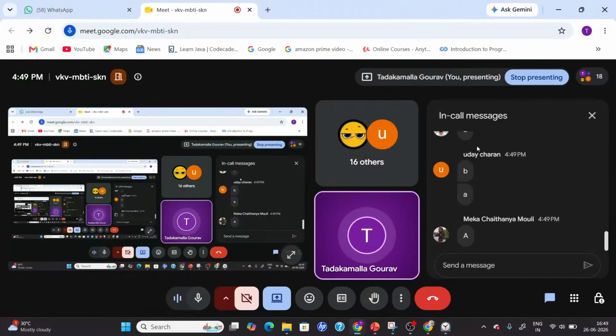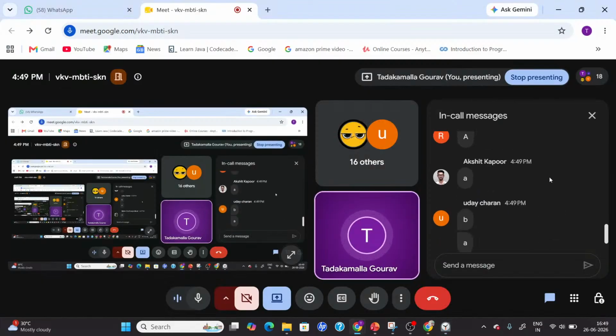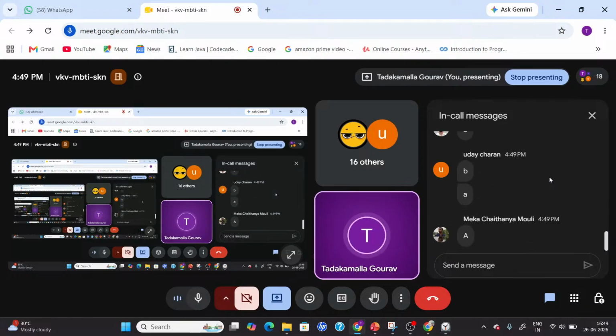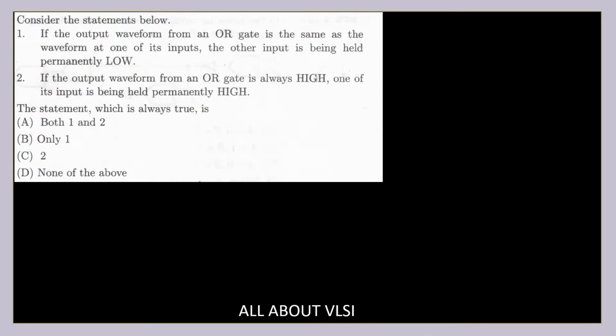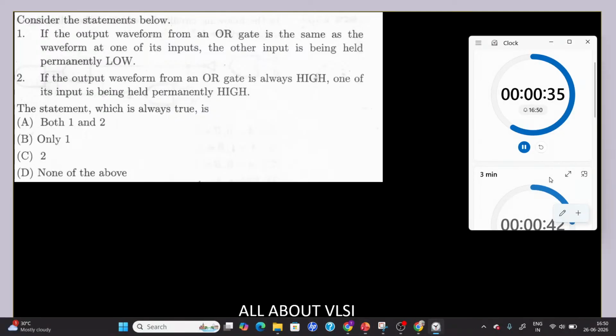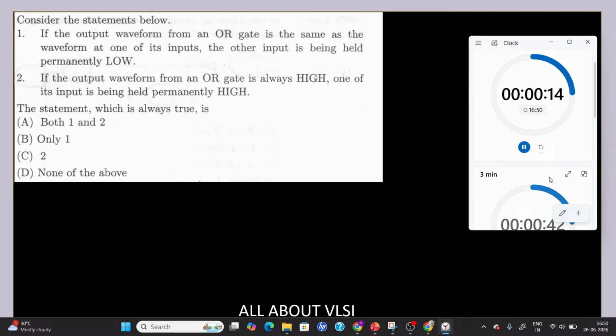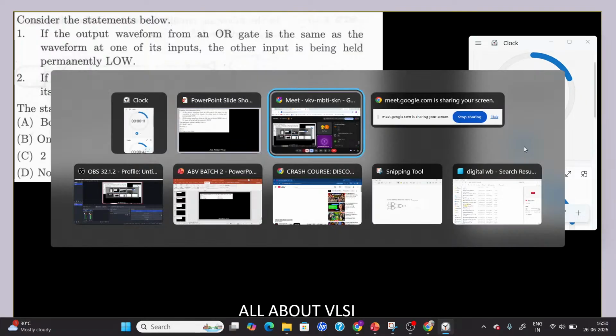Okay, I think by now people should give answers. Option B, option A, option A, option A. Okay, I'm getting option A. Both 1 and 2 are true. Okay, both the statements are true. I'm getting majority answers as option A. Let's see. Okay, let's see the solution.